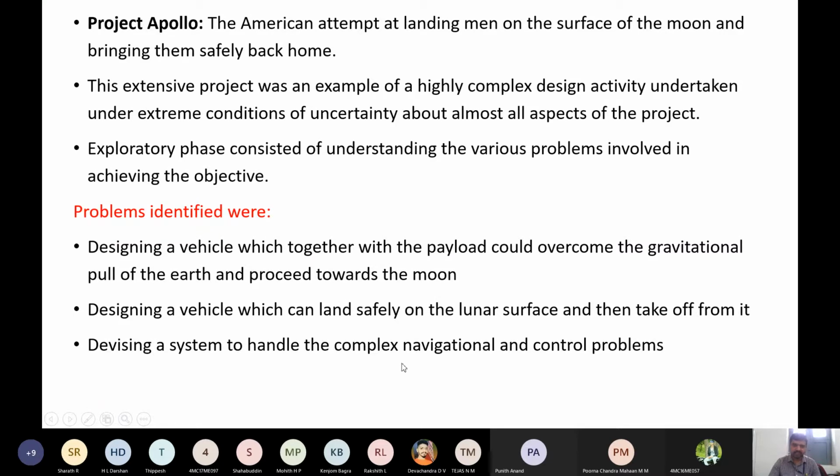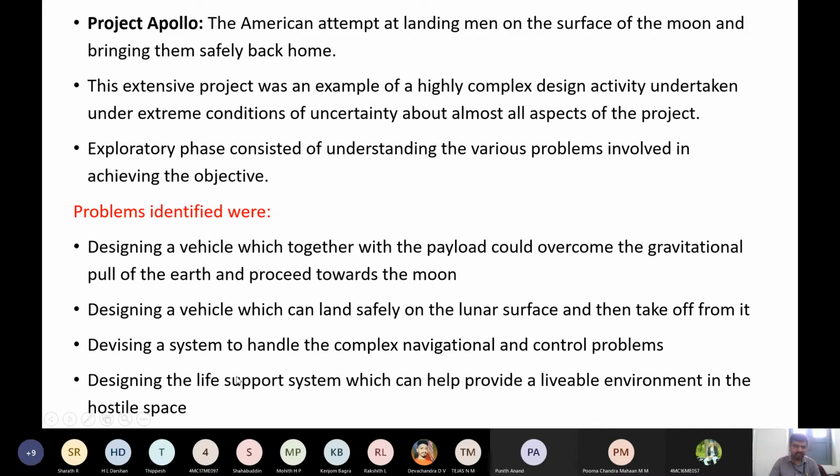So devising a system to handle the complex navigational and control problems. Navigation means how you are able to navigate the vehicle, on the moon, or even how you are going to launch the vehicle, which path you are going to choose. All this comes under devising a system to handle the complex navigational and control problems. You have to get signals from the lunar orbit, also from the moon. You should know, or they should know, what is happening in real time.